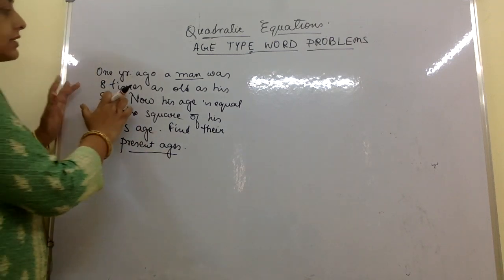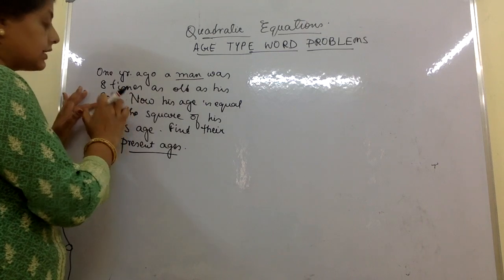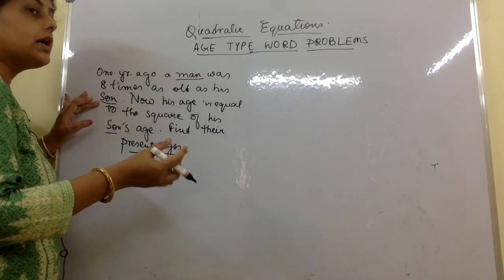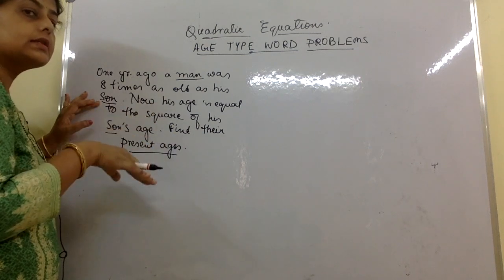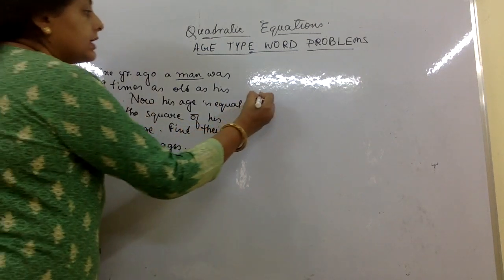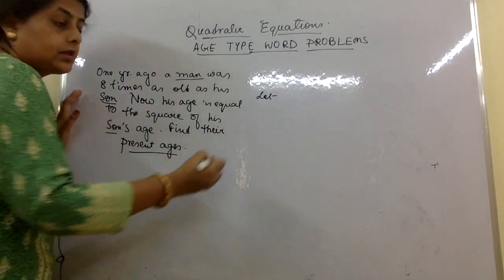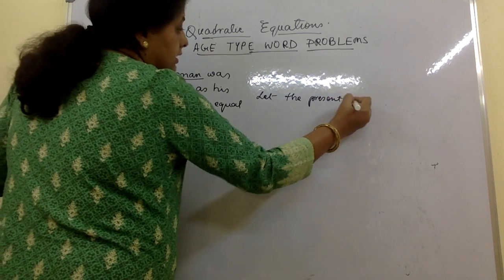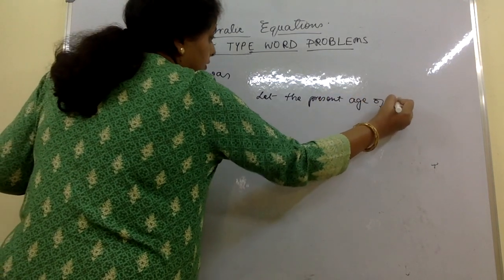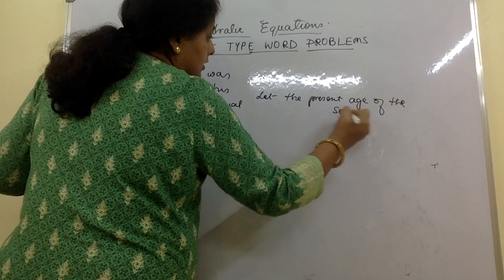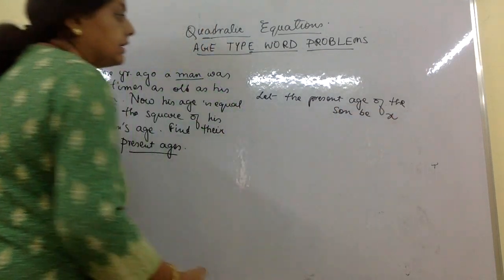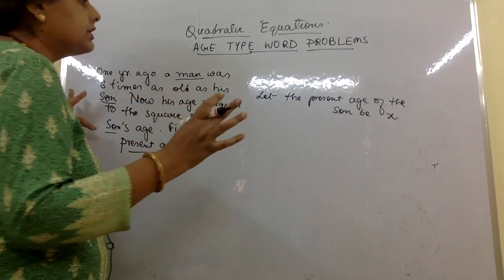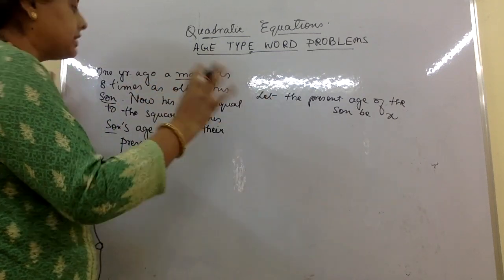So here, the father is 8 times as old as his son. Since it is 8 times his son, I should take the son as x. Let the present age of the son be x.